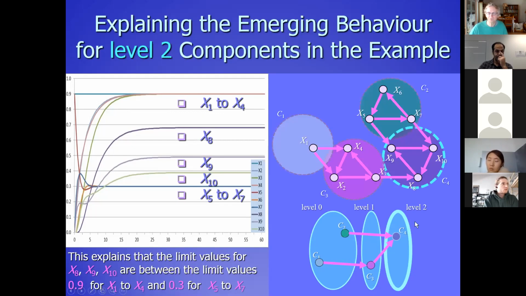The last component, C4, has incoming connections from here and from here. From C3, which has the value 0.9, and C2, which has the value 0.3. So you have a range of different incoming values. And indeed, now you see that the values of the states in component C4 are between these values. That's also what the theorem says. So by these theorems we have now explained all phenomena here.